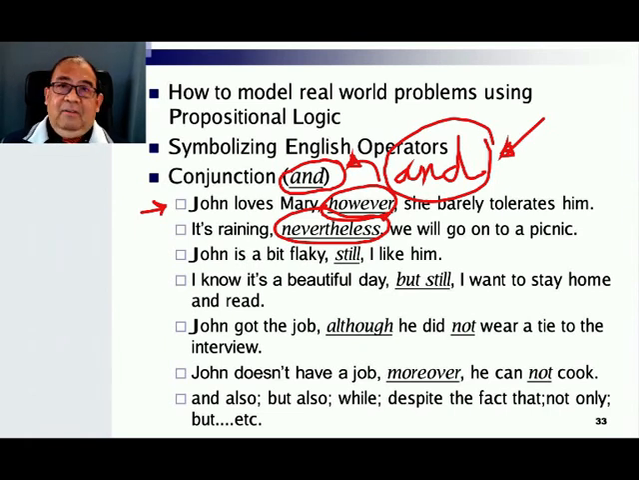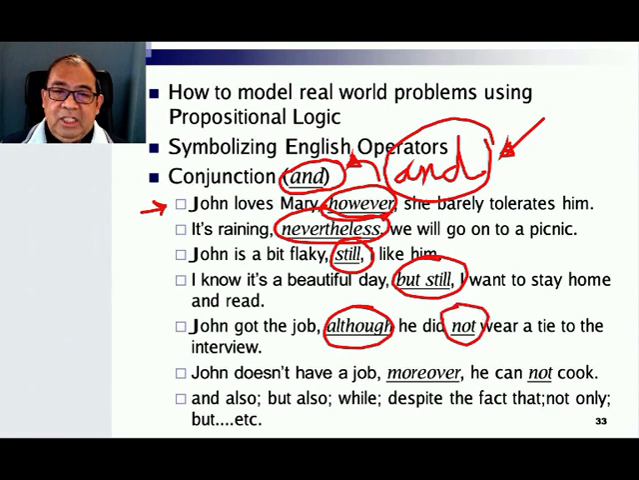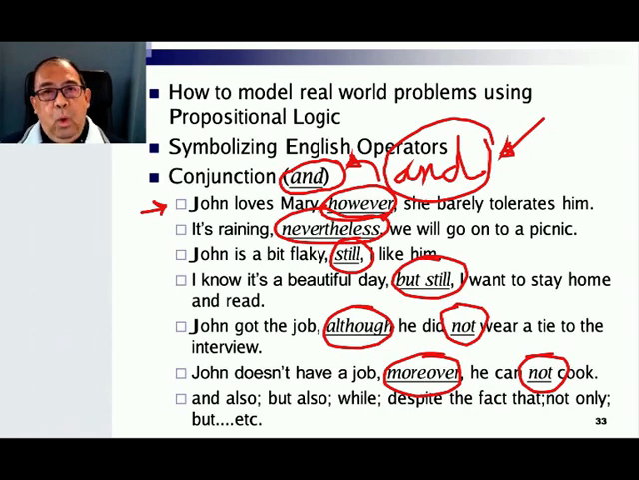Now, for example, after a dinner, you ask me, Simon, do you like the dinner? I say, I like it. However, I think the price is very high, very expensive. So it means and: I like the food and the price is too high. John is a bit flaky. Still, I like him. This is also and, like but, still, although, moreover. This is the way English expresses a similar idea of and.